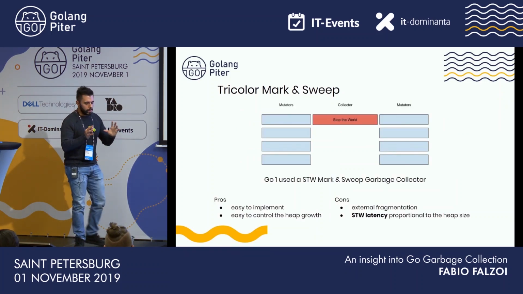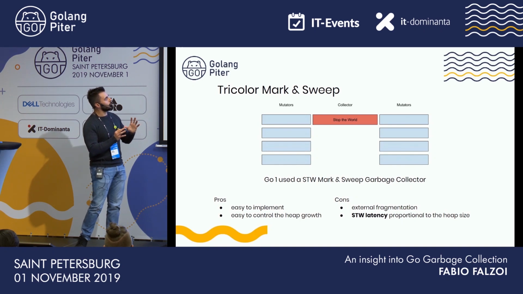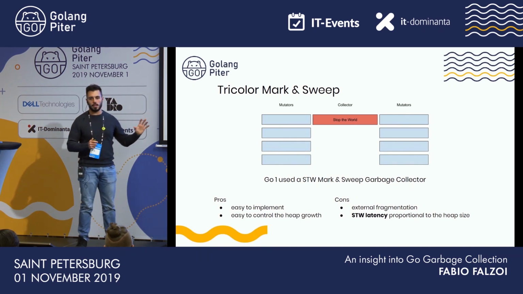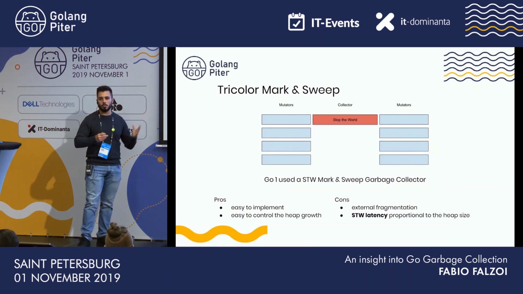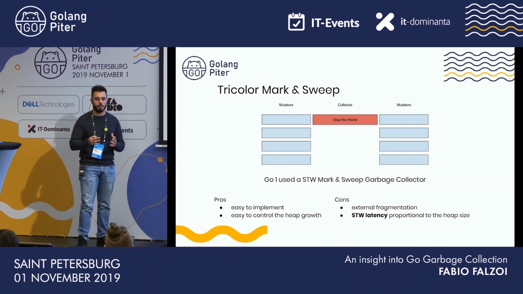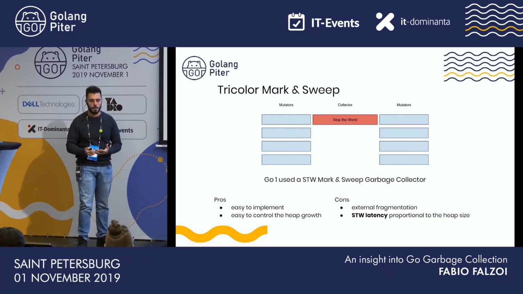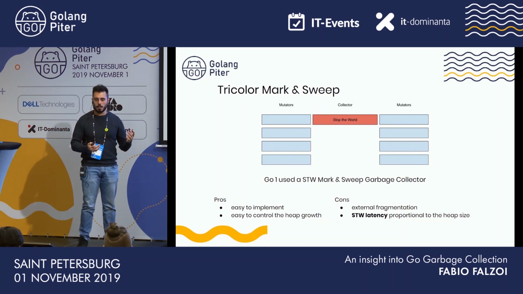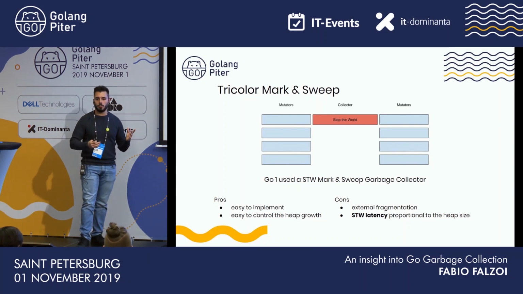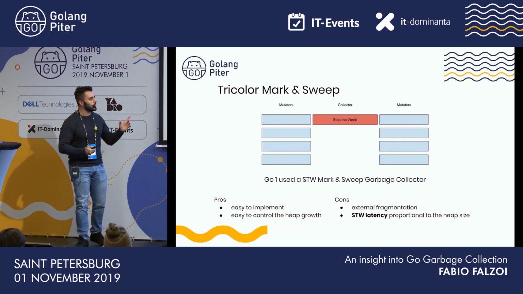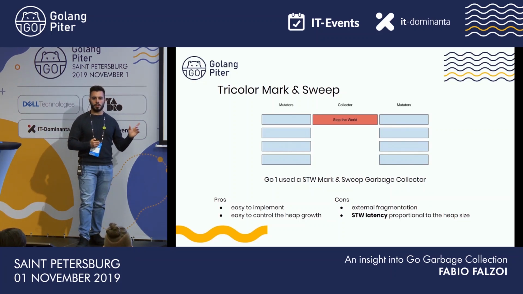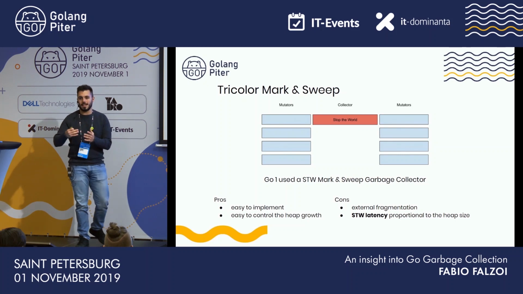Okay, and here you can see a representation of classical stop-the-world mark and sweep. It is a very simple algorithm, and also it is very easy to control the growth of the heap, because when you need memory, you stop your application and you launch the garbage collection to reclaim memory. Unfortunately, there are a couple of problems. The first one is external fragmentation, because as you reclaim objects, the heap can become quite fragmented. But we already saw how Go tries to mitigate those issues, and Go uses size classes and free lists, as I said before.